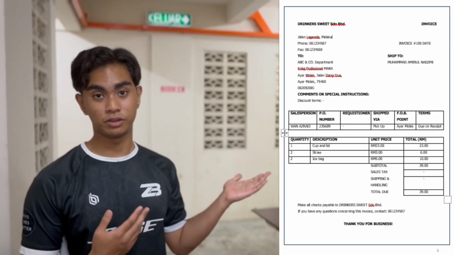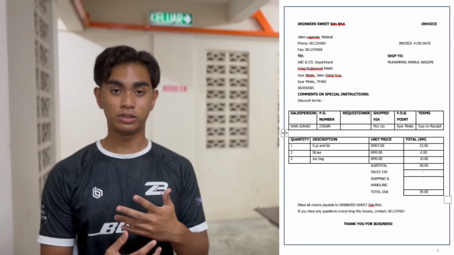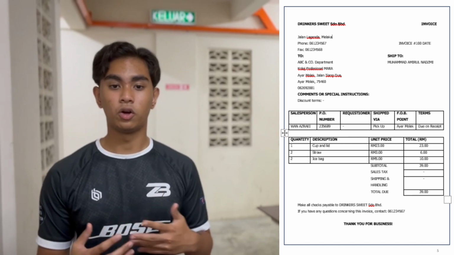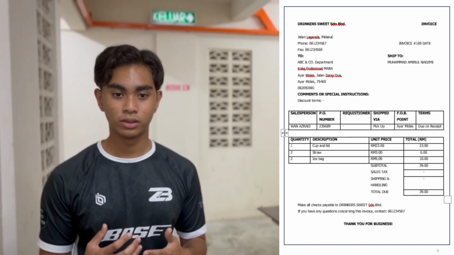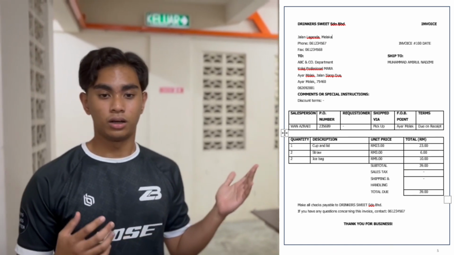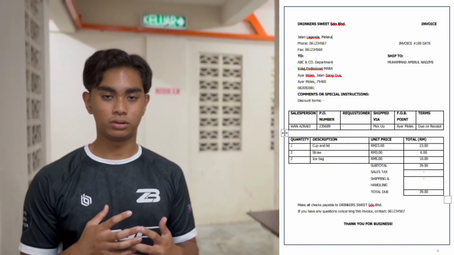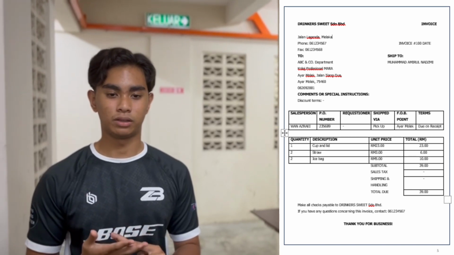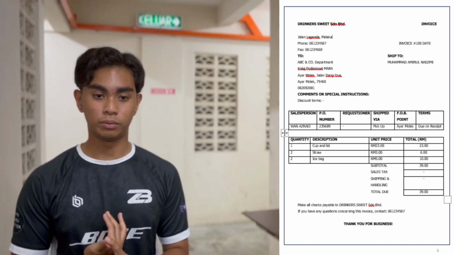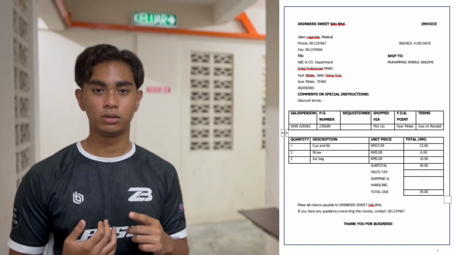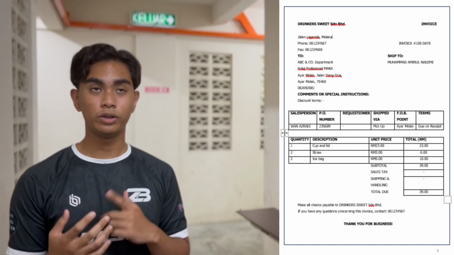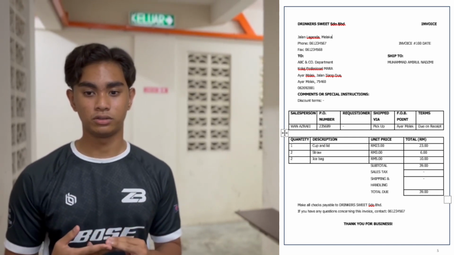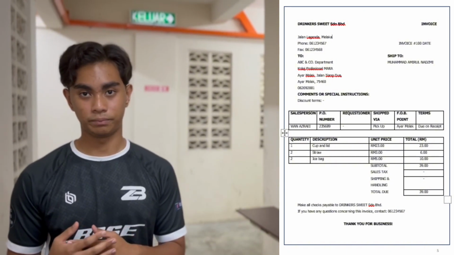Okay, so for my part, I'll explain to you guys about our invoice. This is our operating expenses invoice. We bought our product from Drinkers Sendirian Berhad. As you can see, we buy a couple of things such as cup and lid, straw and ice bag. For cup and lid, we buy 1 pack of it. The unit price is 22 ringgit, so the total is 22 ringgit only.